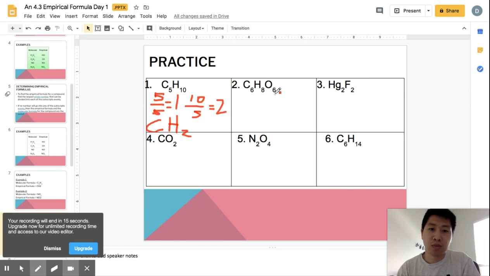All right, next one. What number will go into both for number 2? What number will go into both of them? It would be 2. 2 can go into all 3 of these numbers.